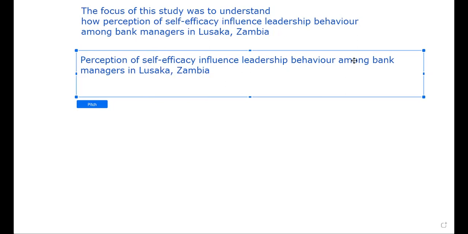So this is a case study because we're looking at bank managers. I mean, it's not a case study because we don't have one specific bank. We have a lot of banks. If it were a case for one bank, say ABSA, then you can say a case for ABSA, or a case for Zanaco or whatever bank we're using. But it's not just one bank. This is multiple banks. In most cases, case studies are mentioned as a case for this, a case for that.